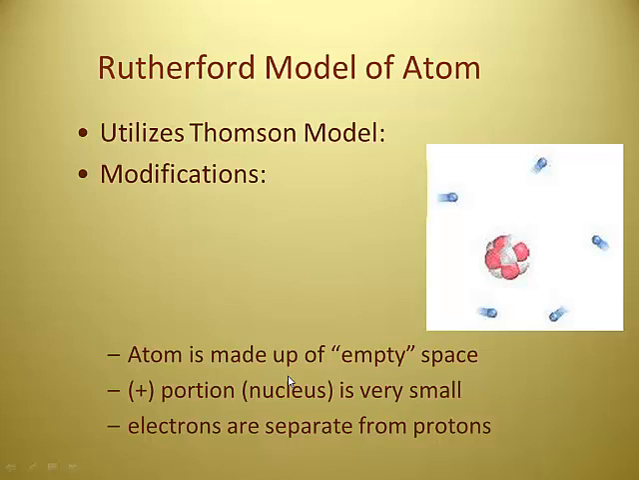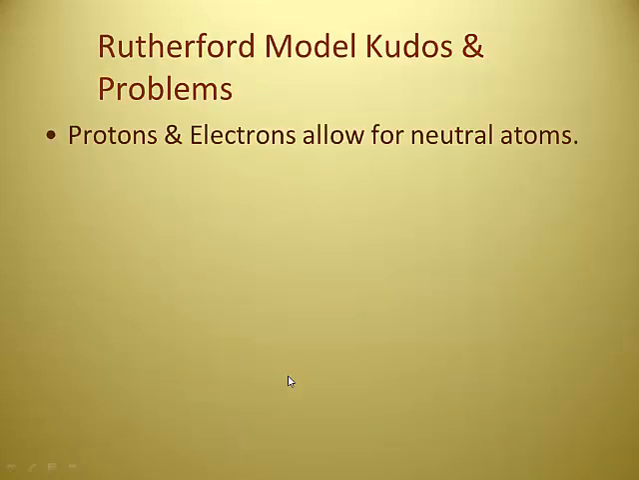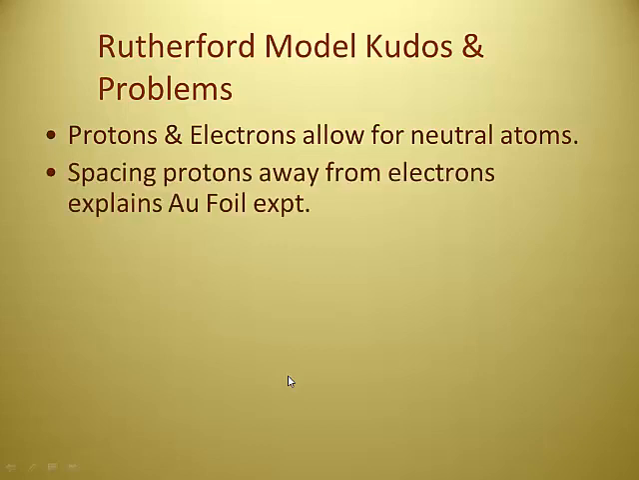Okay, so there are some positives here, some kudos. The protons and electrons allow for neutral atoms. That's a nice thing because we know that matter isn't made up of just negative matter. The spacing of the protons away from the electrons explains what we've seen in the gold foil experiment, but we still have some problems here.